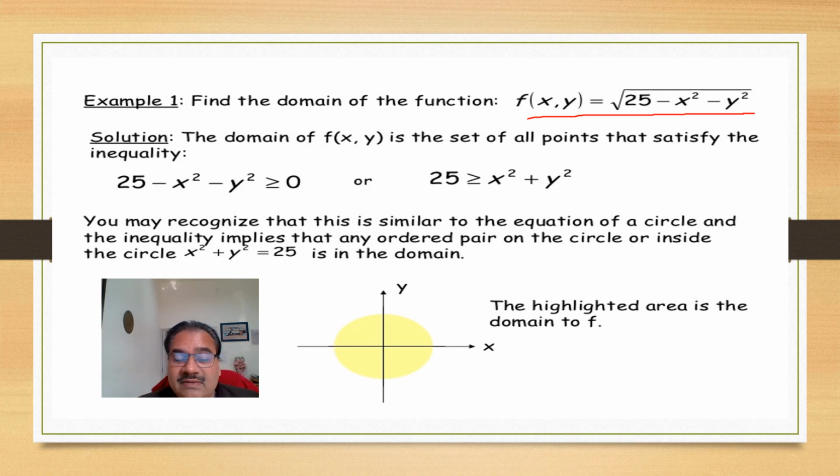You may recognize that this is similar to the equation of a circle, and the inequality implies that any ordered pair on this circle or inside the circle, that is, x square plus y square is 25, is in the domain. Means x square plus y square, you can say, is less than or equal to 25. All the points inside are the domain. So the highlighted area is the domain of f. This whole area is called the domain of f.